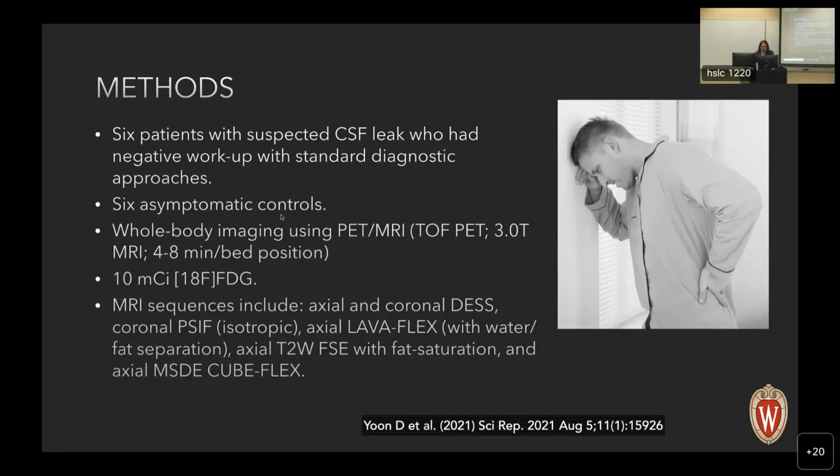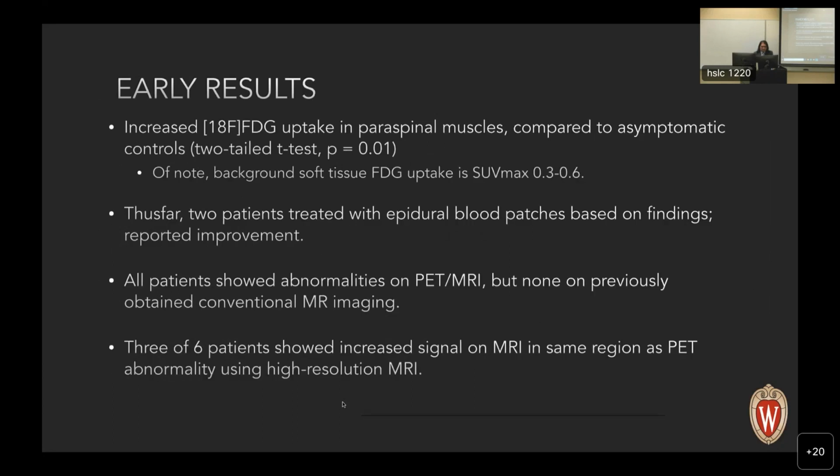workup with standard diagnostics, and we compared them to 6 asymptomatic controls. They all received FDG as their tracer and then a variety of imaging sequences. The results so far showed that increased FDG uptake was seen in the paraspinal muscles compared to asymptomatic controls, which was statistically significant. 2 out of these 6 patients were treated with a new blood patch based on the level of the abnormality seen on FDG PET-MR, and they did better than they had ever done previously based on empiric treatments with blood patch therapy.